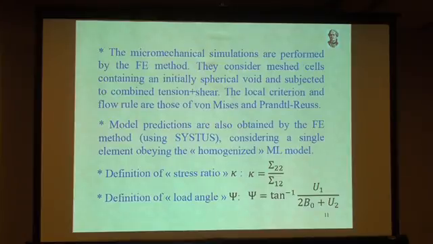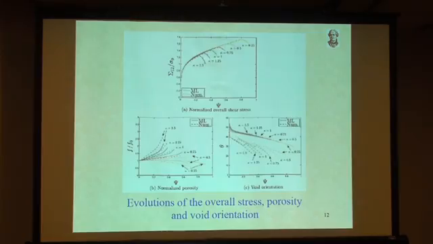So there is no hypothesis about some homogenized model in these simulations. They are rigorous. And we compare the result of these simulations with some model predictions, which have also been obtained by a finite element method. Here we have considered a single element, that's very simple, obeying the homogenized model. I have to introduce two parameters. Kappa is the ratio of the tensile stress over the shear stress, and then C is a kind of loading angle which increases as the loading proceeds.